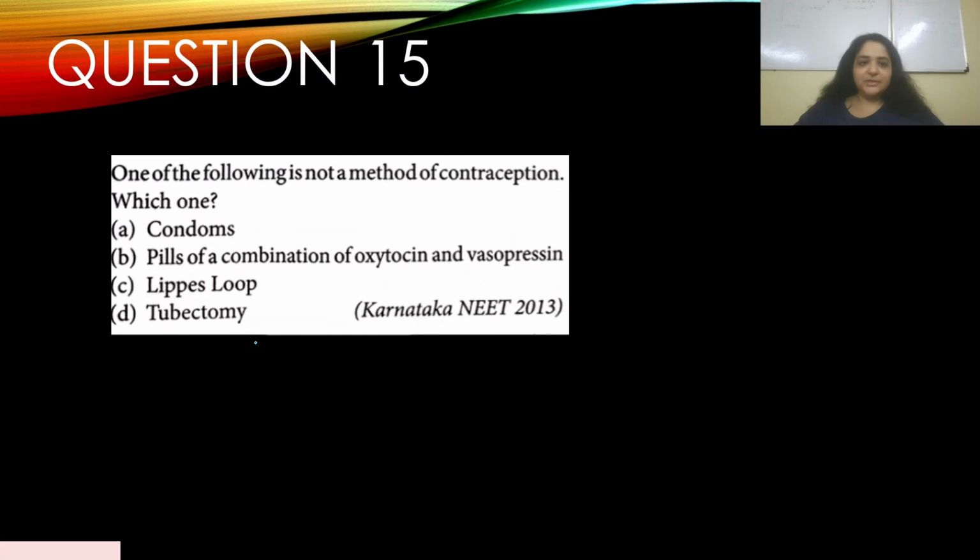Okay, question number 15. One of the following is not a method of contraception. Which one? This appeared in Karnataka NEET 2013. You have A, condoms; B, pills of a combination of oxytocin and vasopressin; C, Lippes loop; and D, tubectomy. Which of the following is not a method of contraception? You can clearly see it's pills of a combination of oxytocin and vasopressin, which is the right answer.